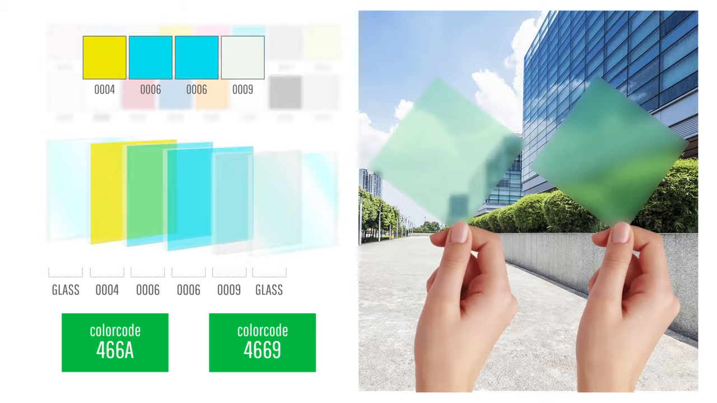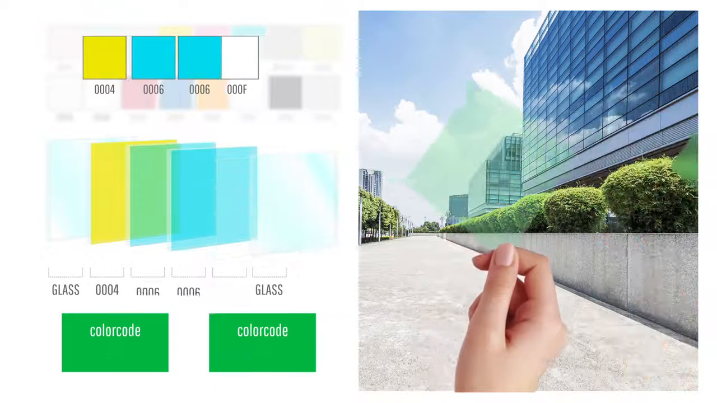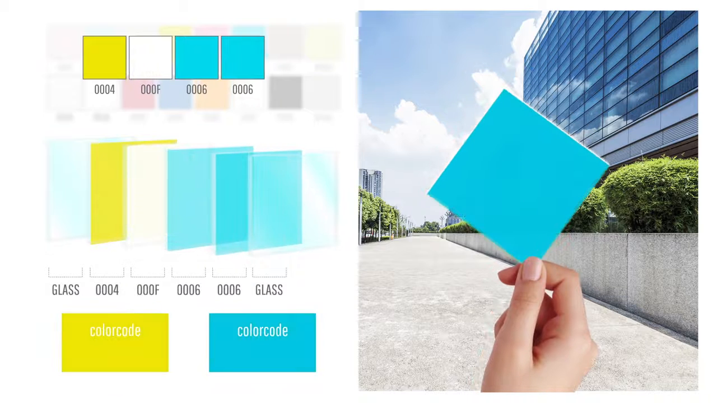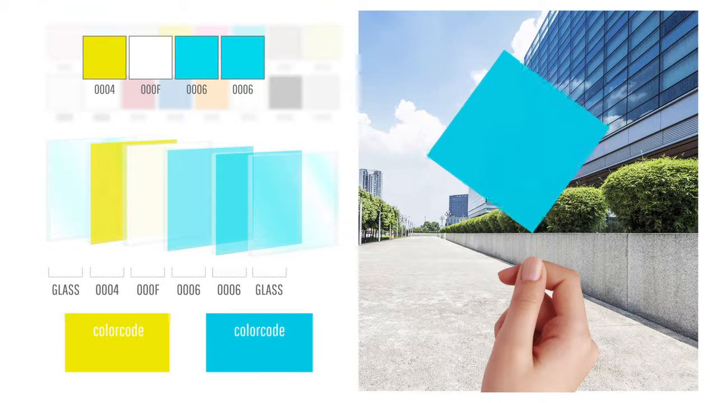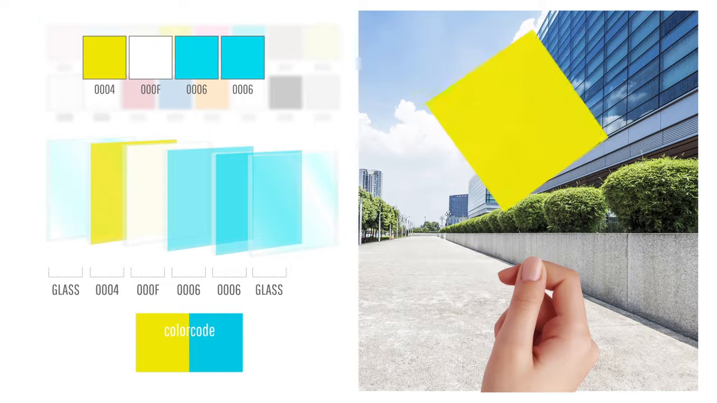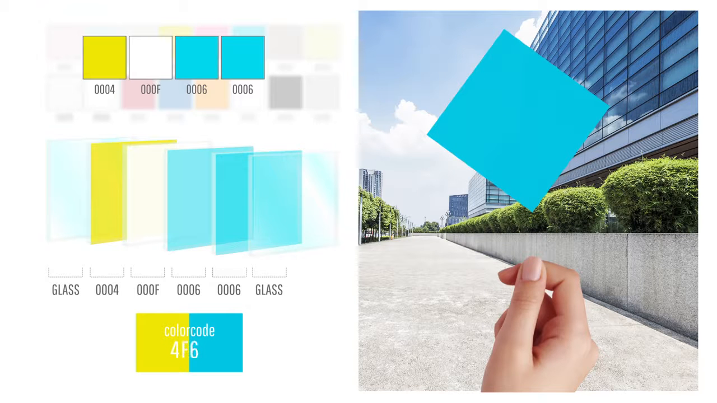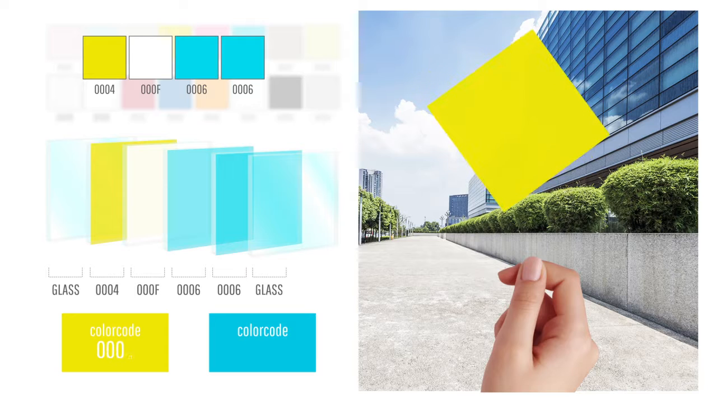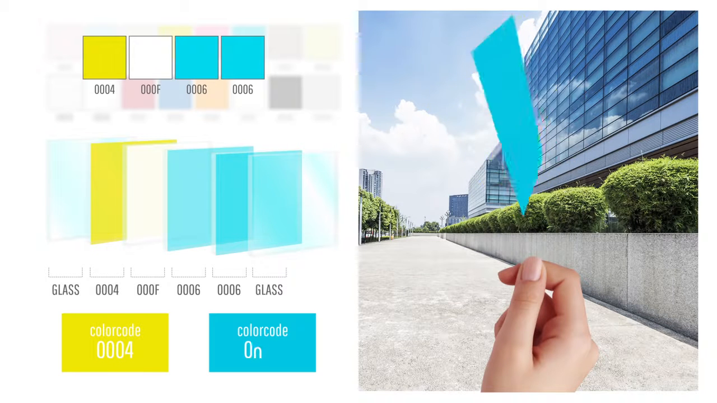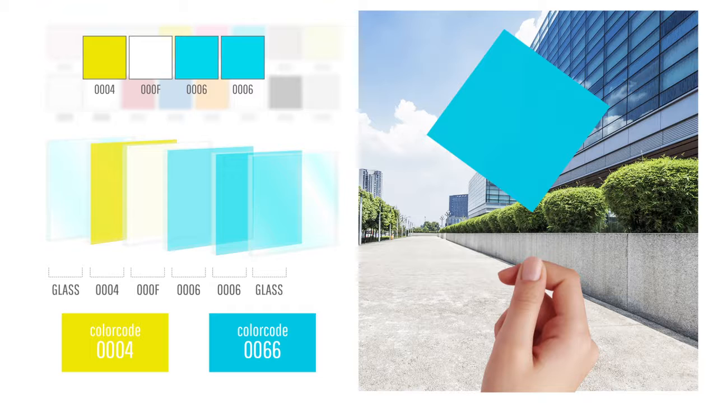For example, by placing Polar White, code F, in the middle of two color interlayers, you can render a different opaque color to each side of the glass. In this example, Vanceva color 4F66 will essentially create color codes 0004 on one side of the laminated glass panel and 0066 on the other.